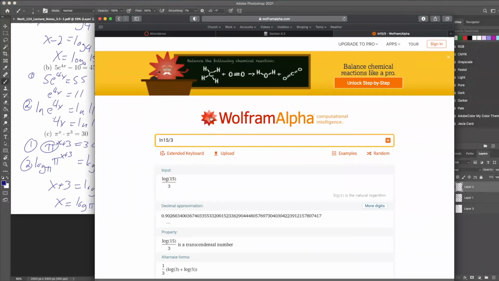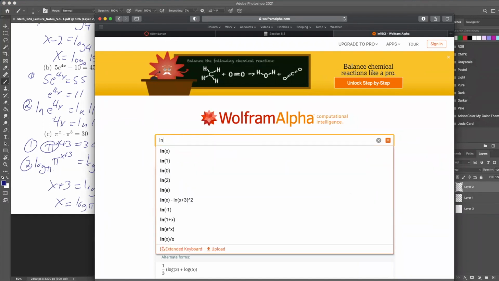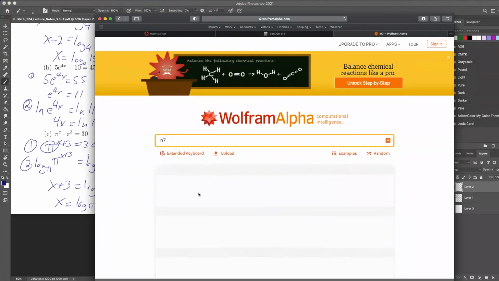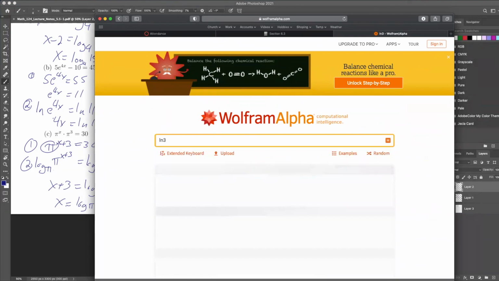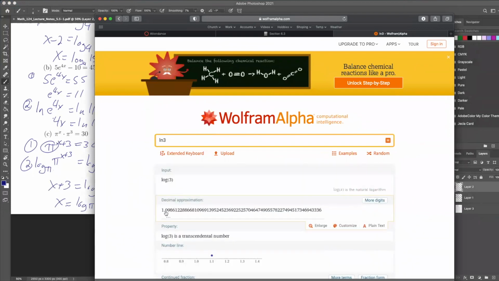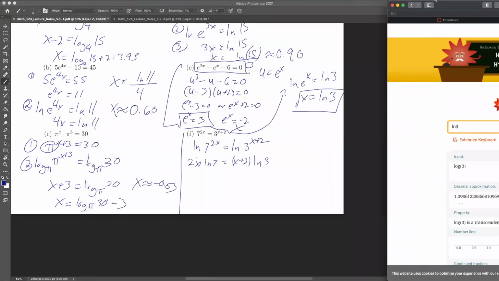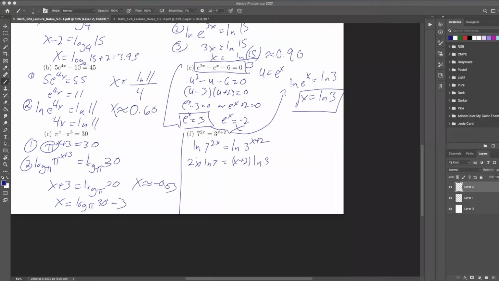Here we can just type in ln of 7. So ln of 7 is nothing more than roughly 1.94, and ln of 3 is nothing more than 1.09. Even though we're going to leave this as ln of 7, this is just a number, right? And this is just a number. And so we're going to solve it as if it was just a boring number.